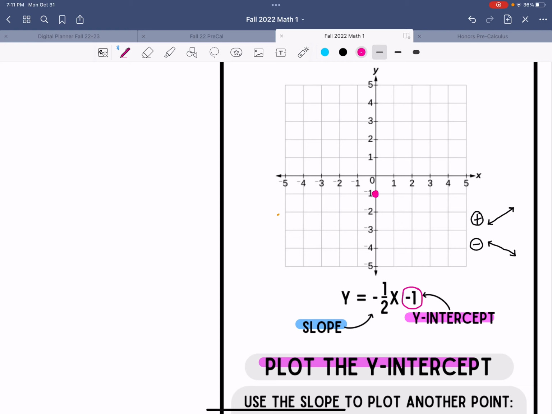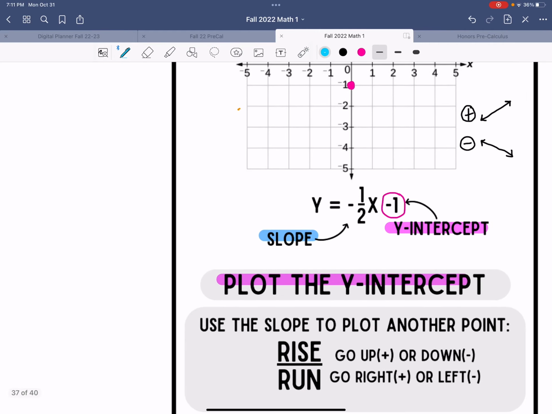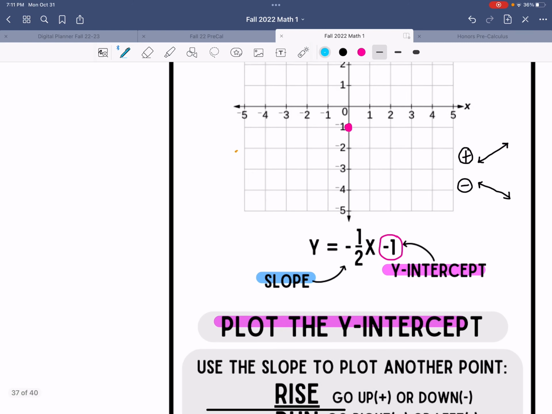Now, after you plot that point, you're going to continue from that point, but you have to use your slope. When we do slope, you can count spaces, but the key to this is knowing what type of slope you have. In this particular example, I have a negative slope. Since I have a negative slope, I'm going to need to go down. If I'm positive, I'm going to go up and to the right. If I'm negative, I need to go down and to the right.